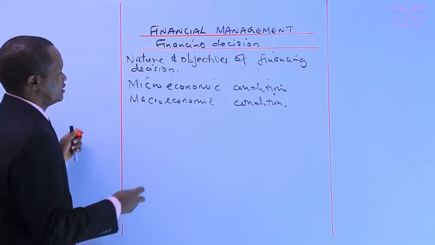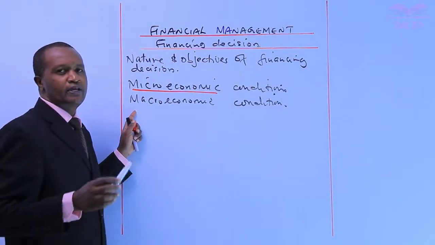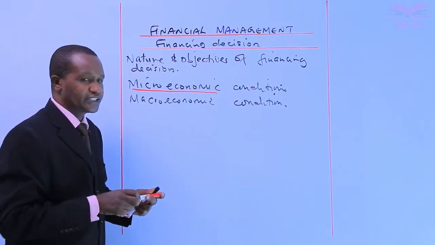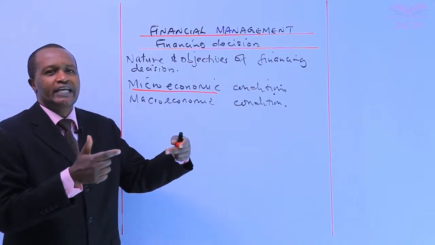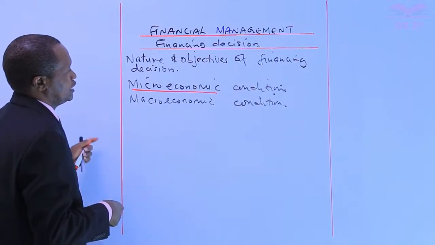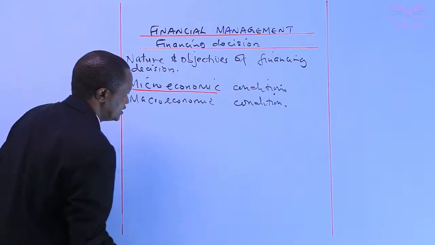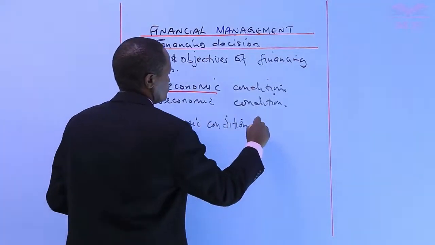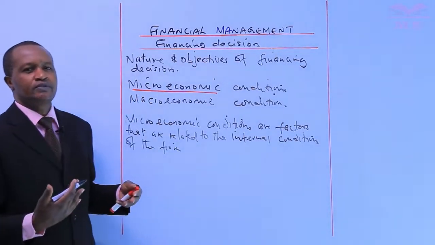Now let's try and understand microeconomic conditions. Now, candidates, microeconomic conditions or factors are conditions that are related to the internal conditions of the farm. Microeconomic conditions are the factors that are related to the internal conditions of the farm.